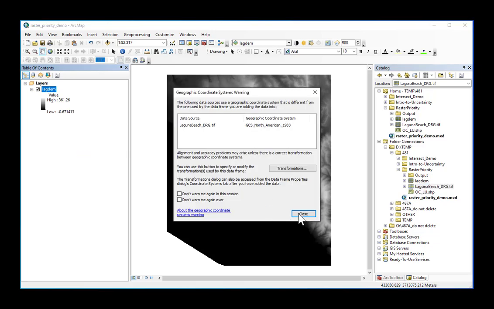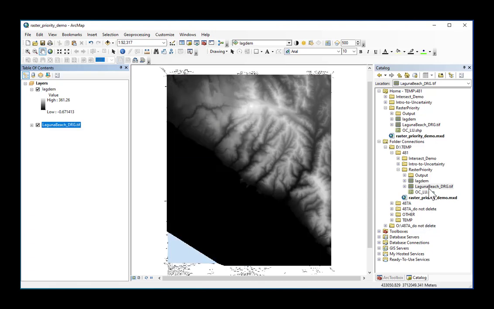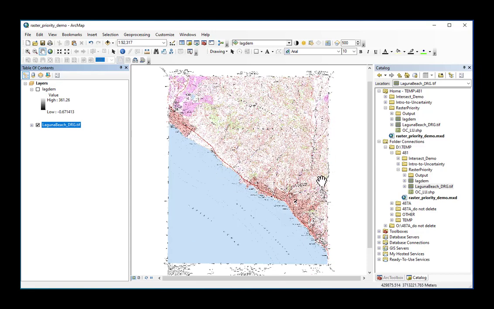It gives us a geographic coordinate system warning because the TIFF is not in the same coordinate system, projection, datum as the DEM. However, we can't project the TIFF because it's just colors, it's just pictures, and when you project it, it doesn't come out right. So just live with the fact that it's going to give you that transformation error and just project it on the fly.